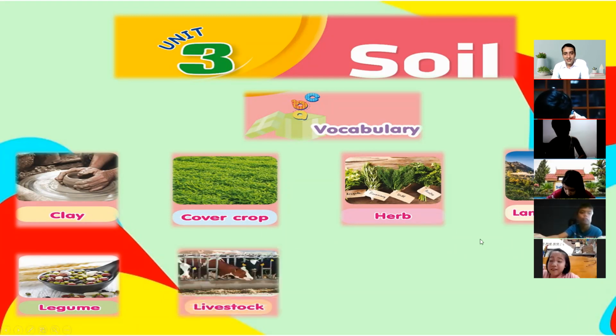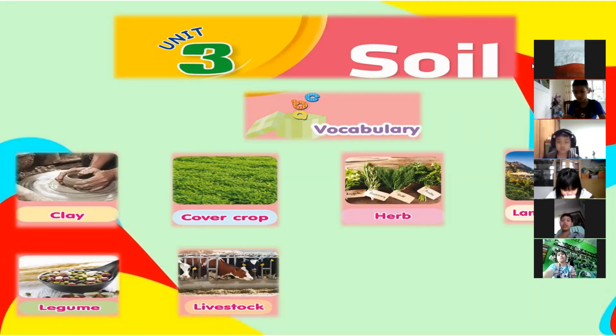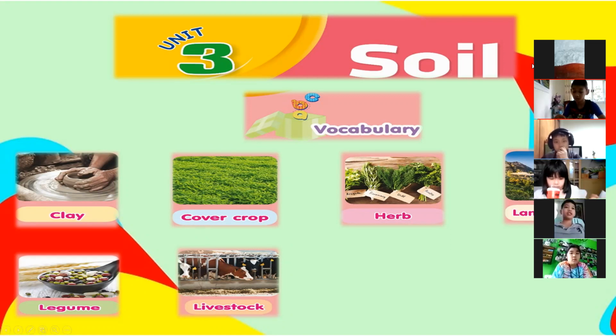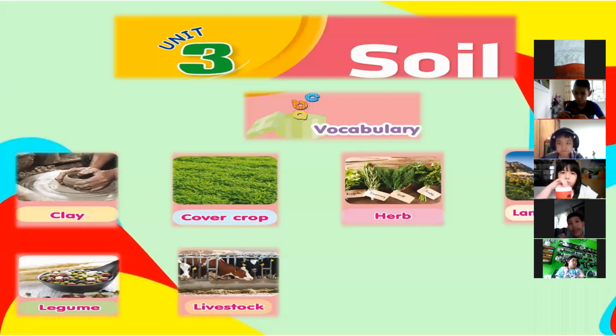Now, another word, livestock. Students, all of you, please pronounce after me, livestock. Livestock are all the different kinds of animals which we use for farming, like sheep, cows, pigs, different kinds of animals. They are all livestock. Mostly we use them in farming.